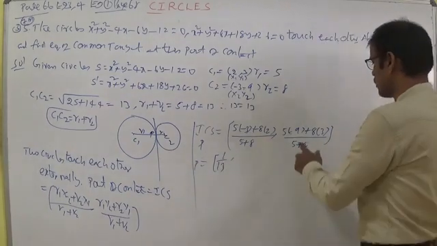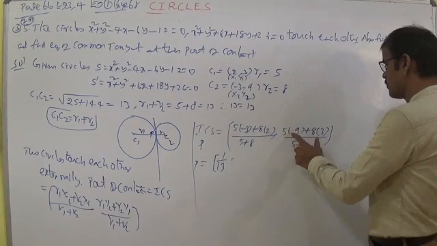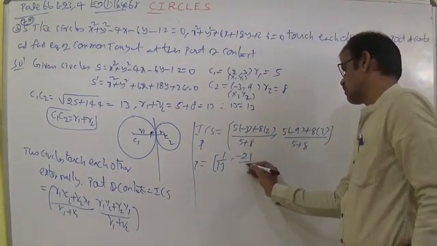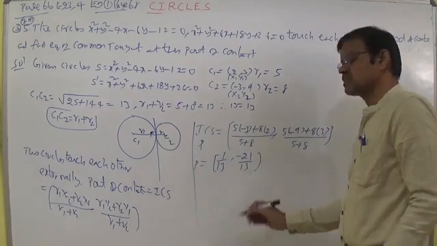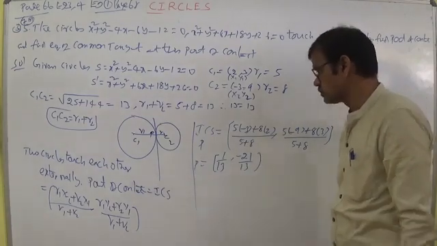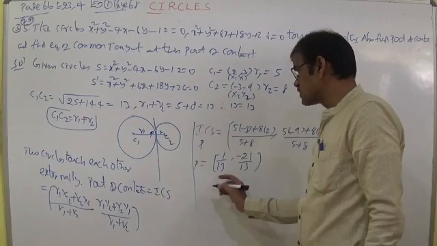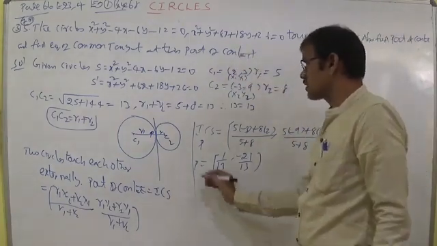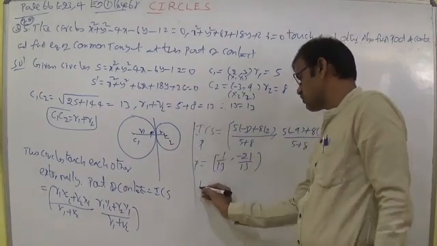1 by 13 comma, this is minus 45 plus 24. It is minus 21 by 13. So P is 1 by 13 comma minus 21 by 13. Now using this one at the point of contact we got. At the point of contact we should calculate the equation of tangent.